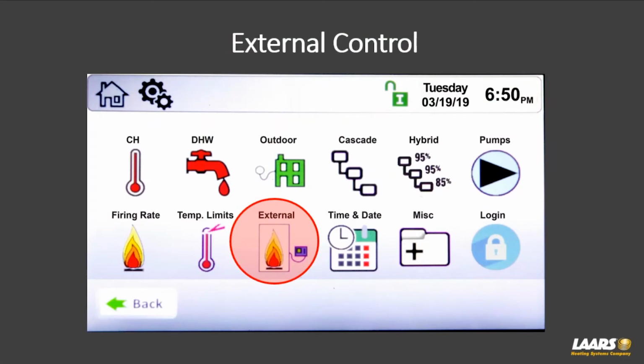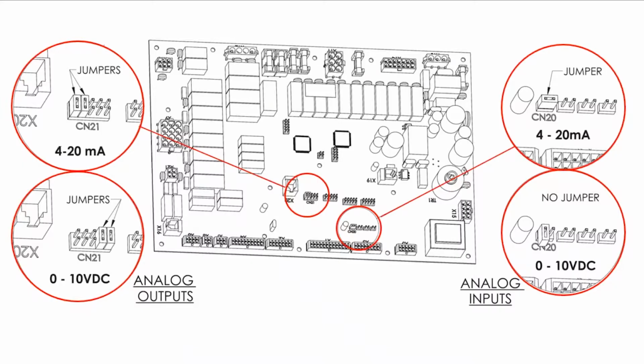Next, we'll talk about external controls. However, before we talk about the navigation, there are pins, jumpers that have to be in the correct position on the circuit board. Now, this slide came from our manual. So you would choose, example, on pin number CN21. And if you're choosing a 4 to 20 milliamp output, analog output, you want your jumpers on pins 1 and 2. However, if you wanted 0 to 10 output, your jumpers would go on pins 4 and 5.